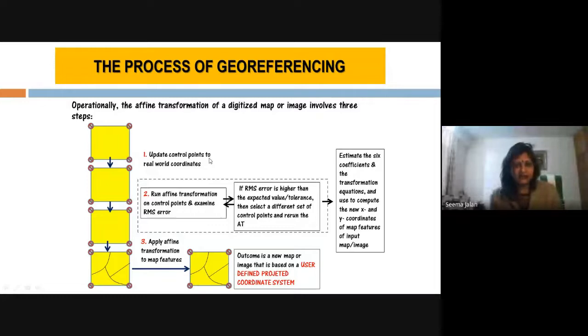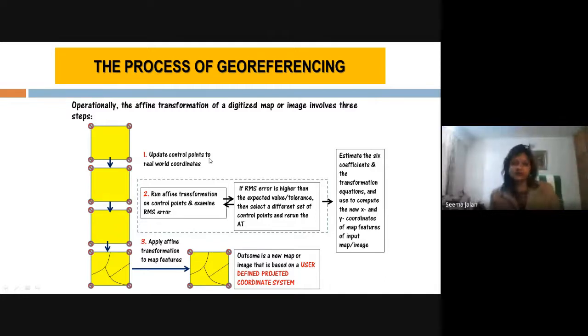Whenever you are taking the coordinates from any other map or Bhuvan or Google or any such source, you must always know which coordinate system those coordinates are in. What is the datum? What is the projection? What is the coordinate system of the source from which you are taking the map coordinates for the purpose of georeferencing? That is really very important.